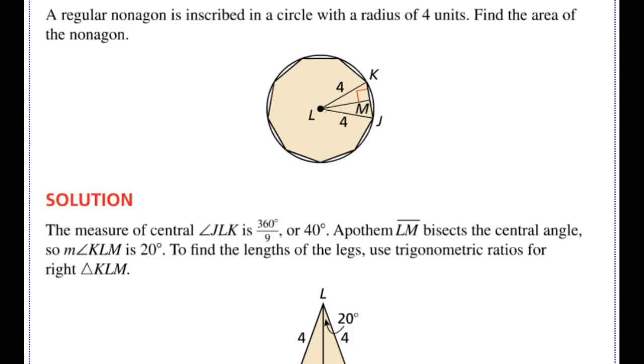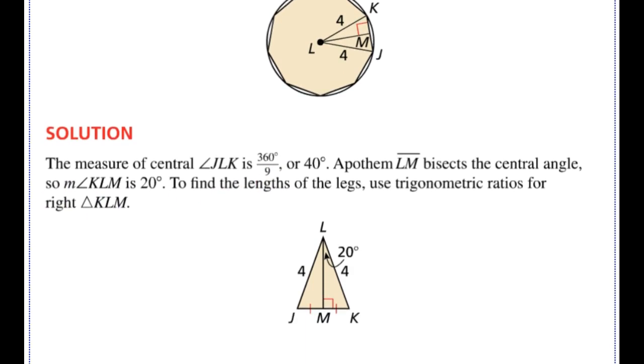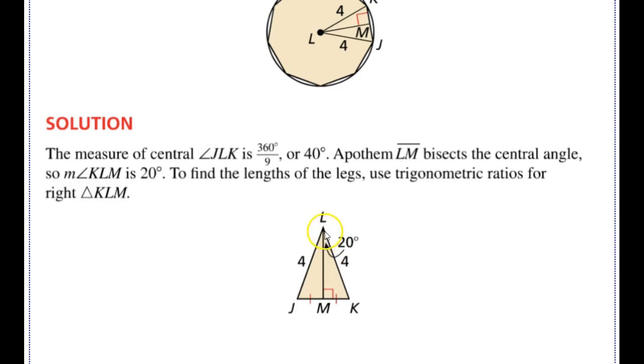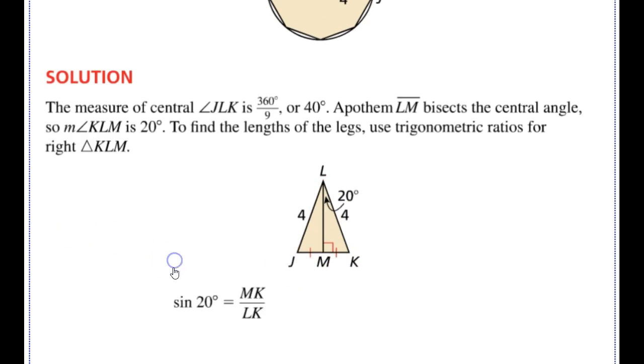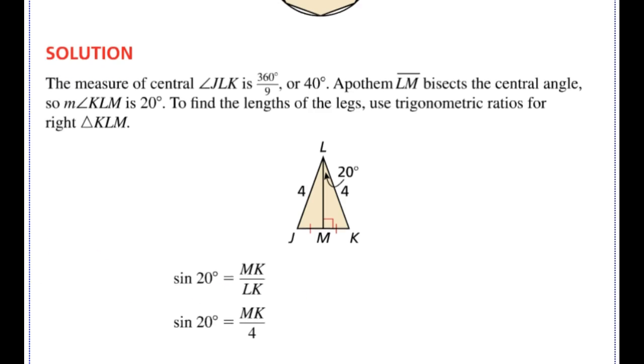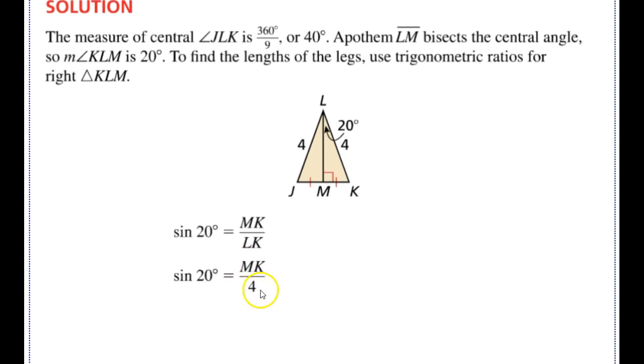Now I want to use my trig ratios to find the measure of that apothem. I know here that these are both 4, because that was the radius of my circle. My angle measurement here was 20, and I know that these two are the same length. So now let's go ahead and set this up. The sine of 20 degrees equals MK divided by LK, right? Sine is opposite over hypotenuse. So now I can plug in what I know: the sine of 20 degrees equals MK divided by 4. I can just put this in my calculator and find that out.